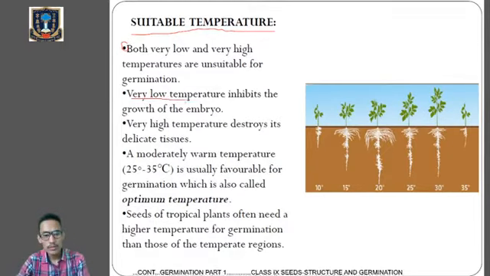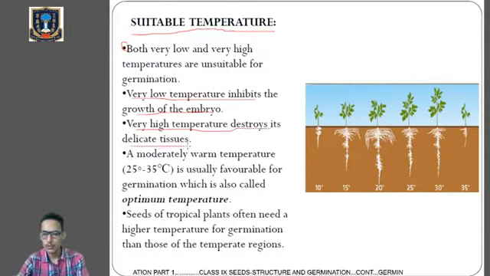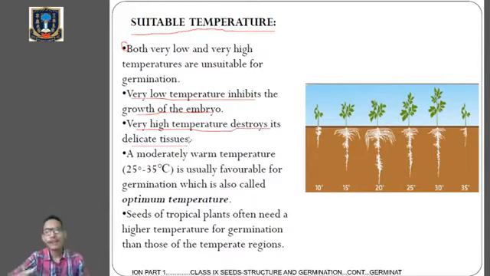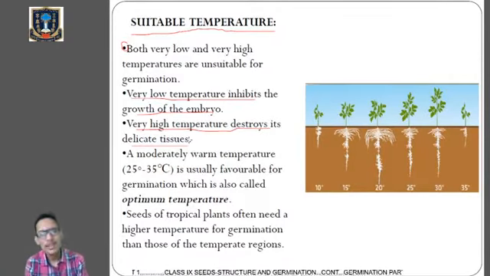Because very low temperature inhibits, means stops. So very low temperature inhibits the growth of the embryo, and very high temperature will destroy the delicate tissues. So very low temperature and very high temperatures are not suitable for the process of germination. So what is the suitable temperature for germination?